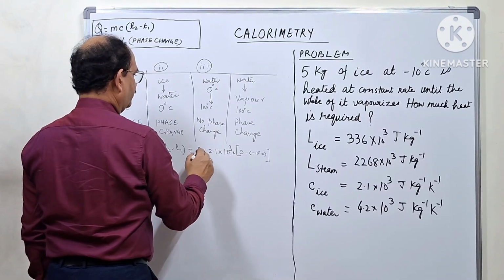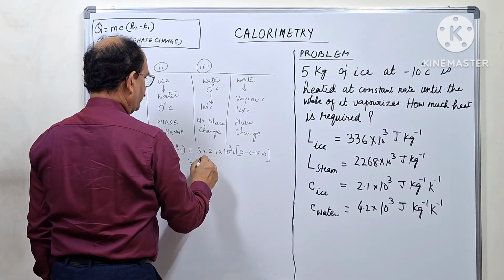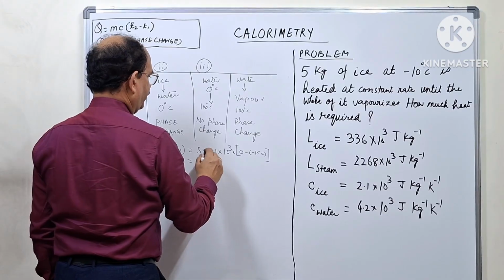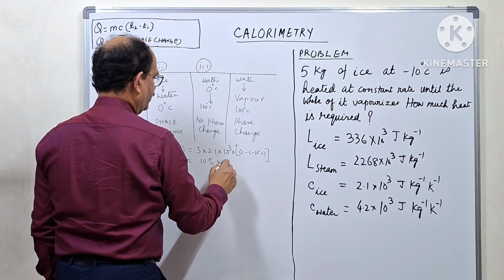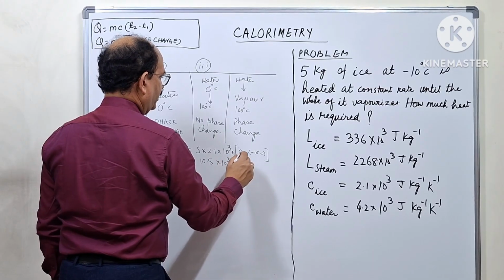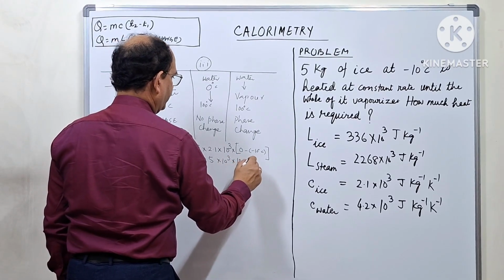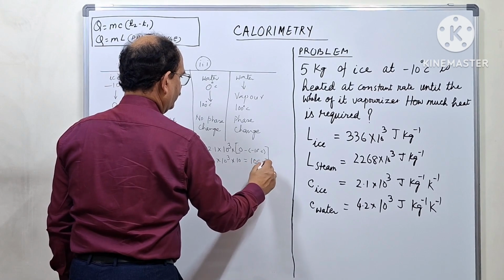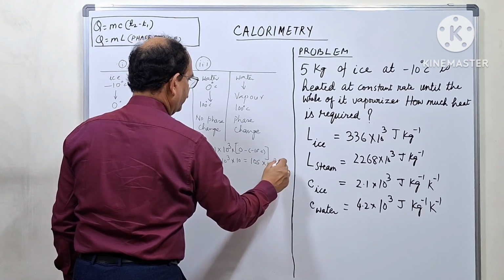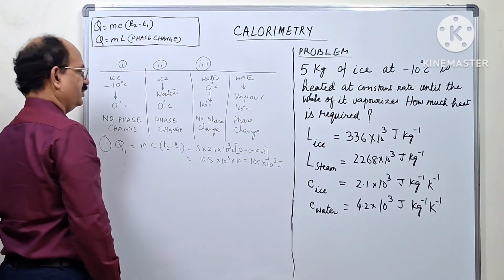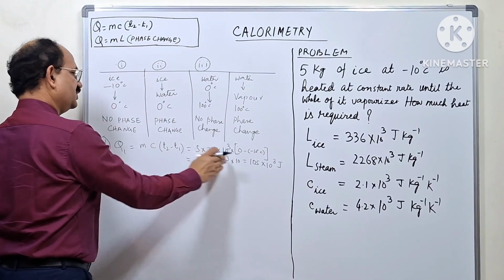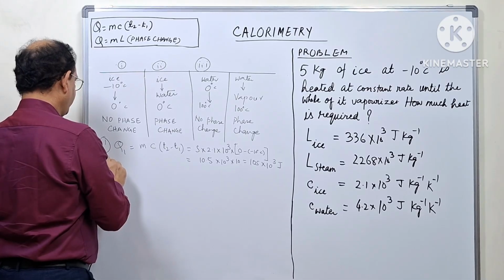So this will become 10.5 into 10 to the power 3 into 10, and that becomes equal to 105 into 10 to the power 3 joule. So in the first stage, this much heat will be required.